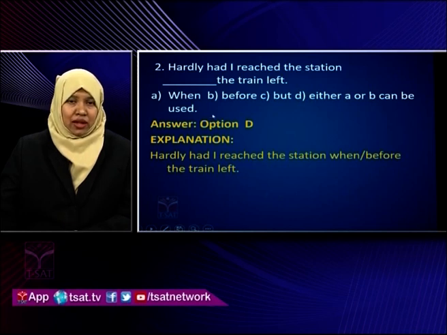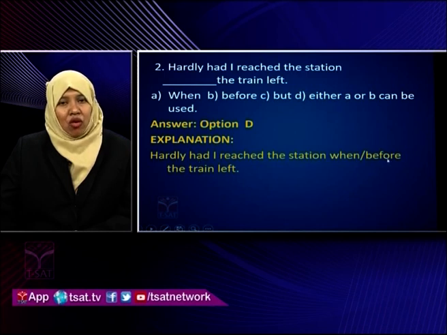Which option is correct? Always remember that whenever the sentence starts with hardly, you can use when or before. Hardly had I reached the station, before the train left, or when the train left. Both are correct. Both options can be used.